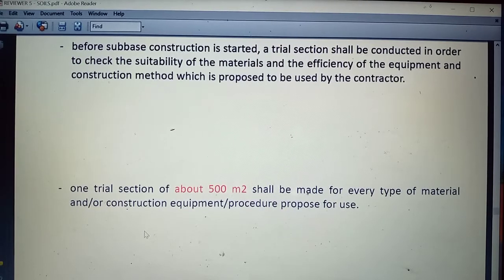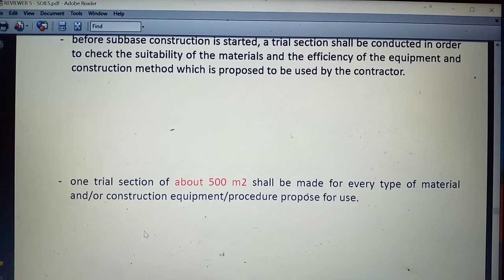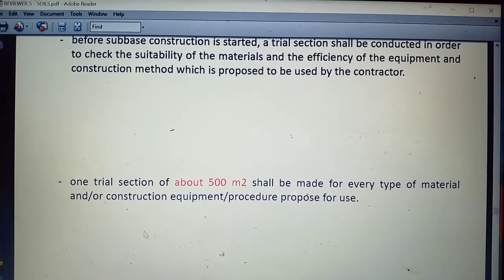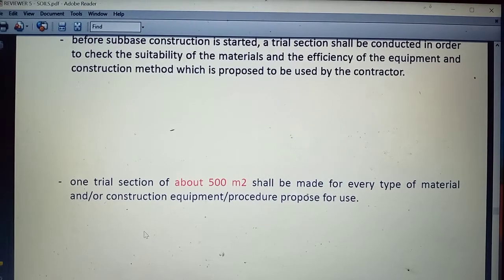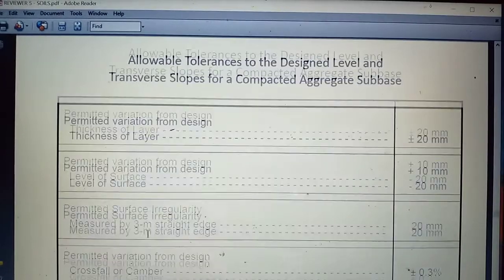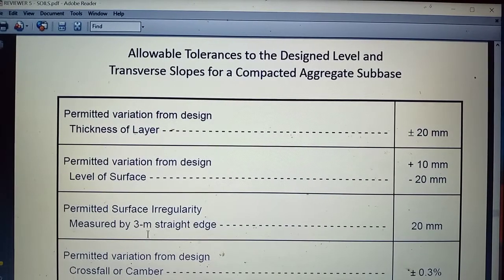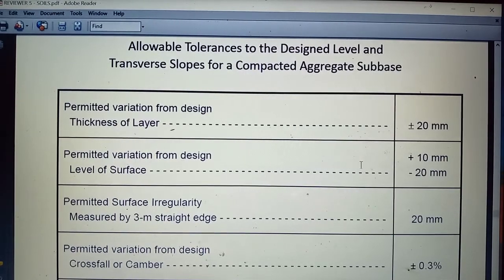embankment, your trial section is per 500 square meters. So this is speaking of material testing. Okay? So one trial section of about 500 square meters shall be made for every type of material and construction equipment procedure proposed for use. Okay? So that's self-explanatory. Okay? So these are the allowable tolerances of design level. Okay? So you can read that yourselves. These are the tolerances.